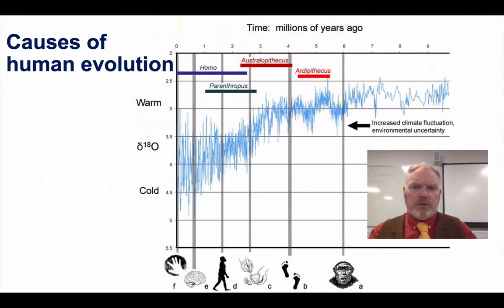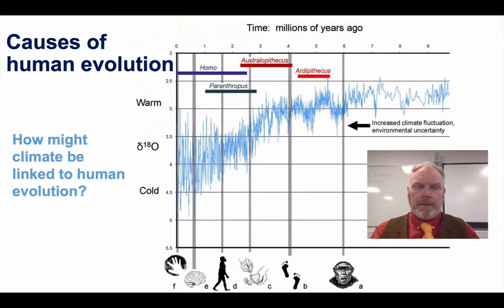This graph is really important. It shows us the climatic history over about the last 9 million years or so. This is derived from oxygen isotope data, and it shows some clear patterns in the climatic change over recent geological time. What we need to consider is how this can be linked to human evolution. Think about what the trends are here. What's this graph actually telling us about the climate?